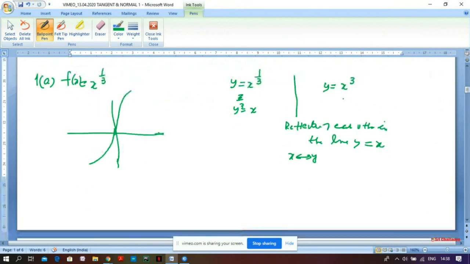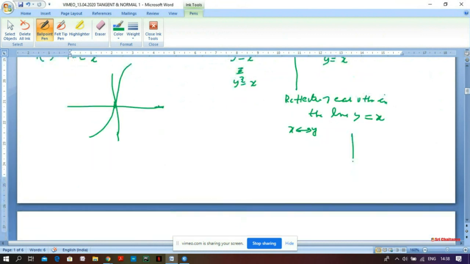Y equal to x cube is a much famous curve, and particularly because it gives you a counterexample for many of the statements in calculus, so it's much celebrated. So it goes like this. This is y equal to x cube. It has a horizontal tangent at origin. That's not of concern here. So y equal to x cube.